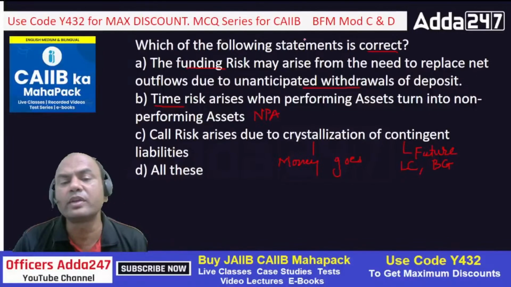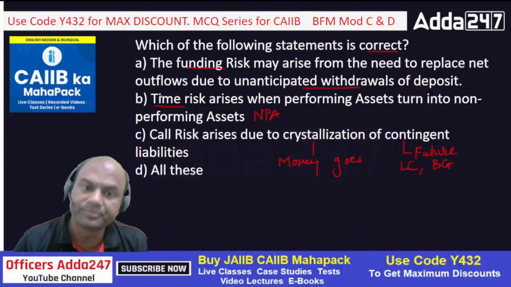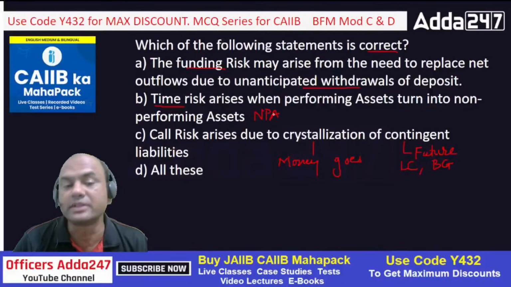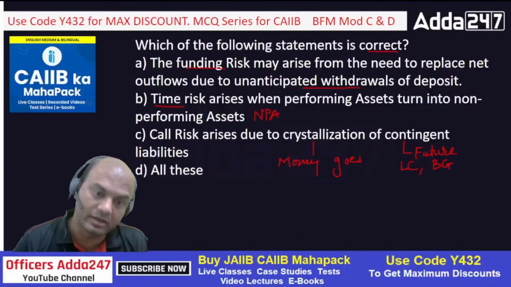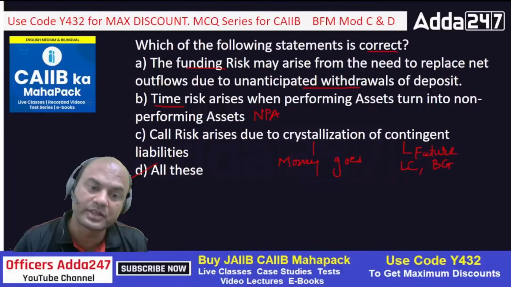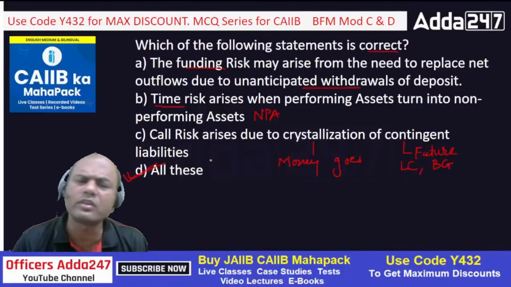So which of the following statements is correct then? Funding risk may arise due to withdrawals. Yes. Time risk because of NPAs. Yes. Call risk because of crystallization. Yes. So the answer is yes, yes, yes, D. All of these, isn't it? All of them are correct. None of them is wrong, right?